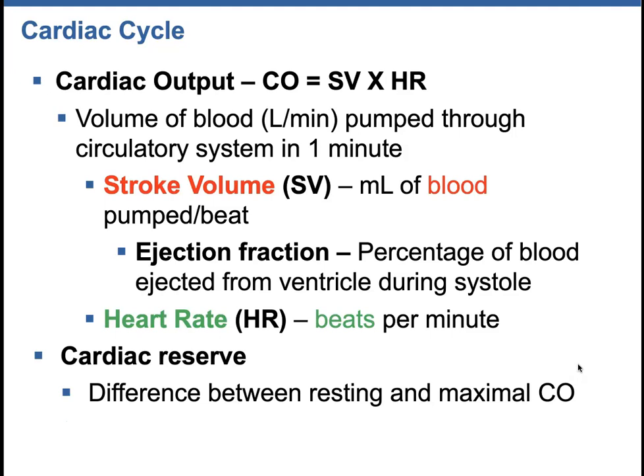What that means is not 100% of the blood is going to go out of each of the ventricles. As we talked about before, we had the end diastolic volume and the end systolic volume. So the ejection fraction is basically the end systolic volume divided by the end diastolic volume, and that tells you how much went out. Your heart rate is measured in beats per minute. Every time the heart beats, there's a volume of blood that gets ejected.